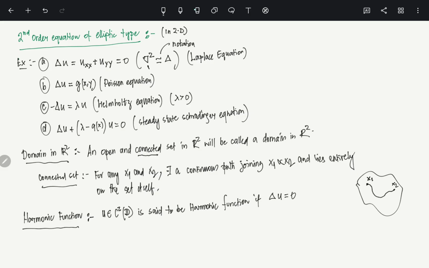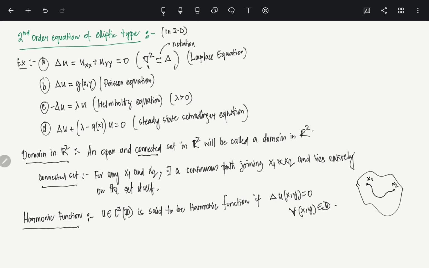Okay, so I should write it properly. If the Laplacian of u at the point (x,y) equals 0 for all points (x,y) in D. You understand? For every point in that domain D, what we want is the Laplacian of u equals 0. Okay, so let's look at some examples of it. Maybe I can do it on the next page. Is it clear?